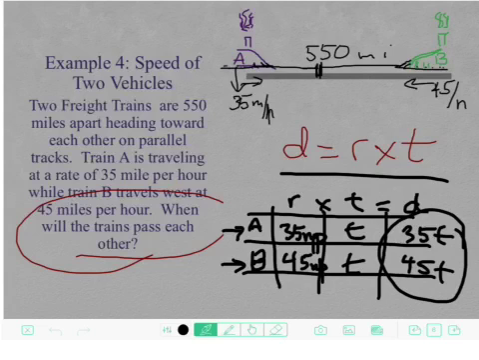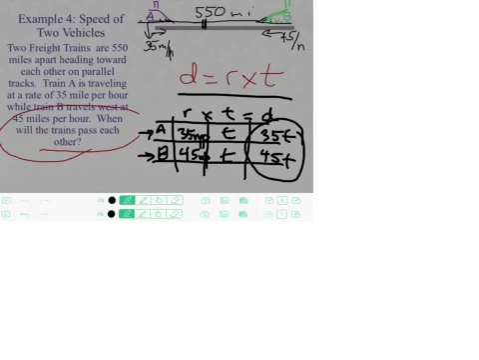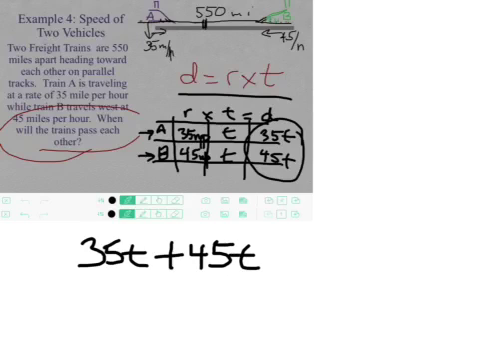Doesn't that make sense? So with that earth-shattering news, what we're going to do is actually set up an equation. Ultimately, when you set up these charts and do these mixture problems and speed problems, you really are looking for a way to equate two things. In this case, the distance that A travels, 35 times the time, plus the distance that B travels, 45 times the time, however many hours they're traveling, has to add up to 550 so they can cover the distance. That's when they will begin to pass each other. So we will add them together and do what we usually do when we solve these problems.